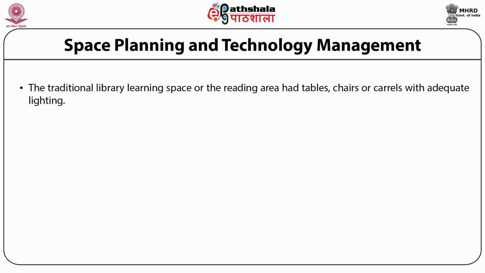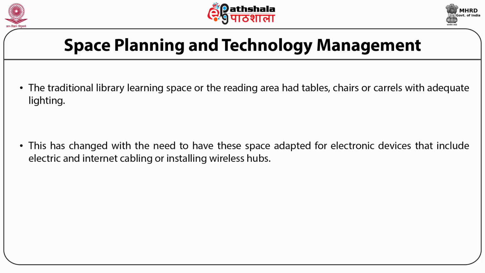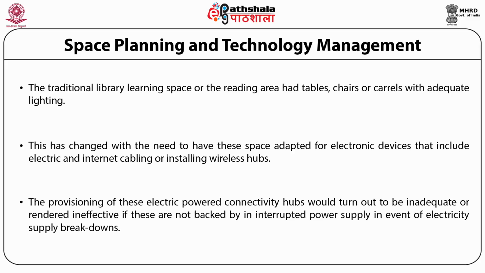The traditional library learning space or the reading area had tables, chairs, or carrels with adequate lighting. Now this has changed with the need to adapt this space for electronic devices that include electric and internet cabling or installing wireless hubs. The provisioning of these electric powered connectivity hubs would turn out to be inadequate or rendered ineffective if these are not backed by uninterrupted power supply in event of electricity supply breakdowns. So, in addition to the core technologies, space needs to be planned for systems such as uninterrupted power supply. So, when you talk about technology management today, space management is also a key factor that one needs to consider.